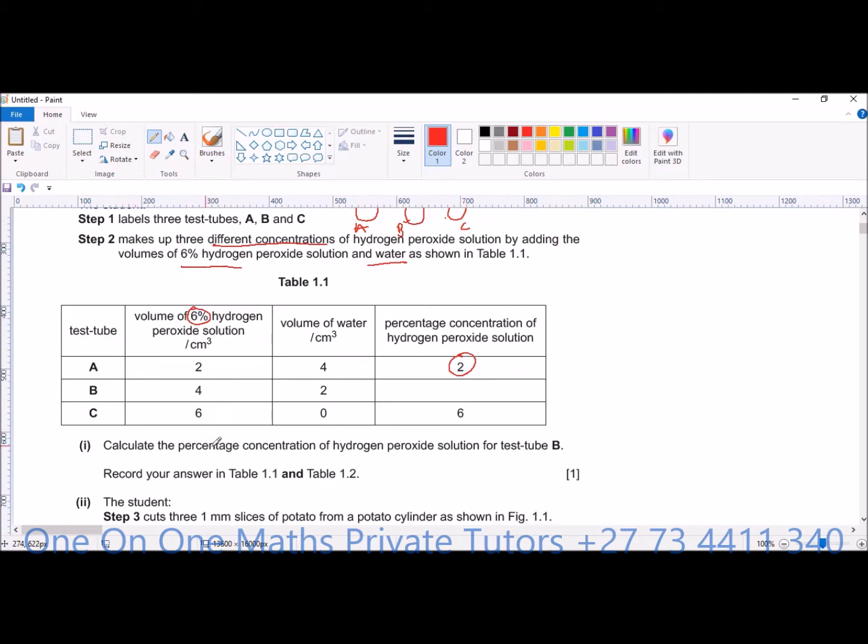Okay. Calculate the percentage concentration of hydrogen peroxide solution for test tube B. Now, this is a bit of chemistry. All right. Concentration.